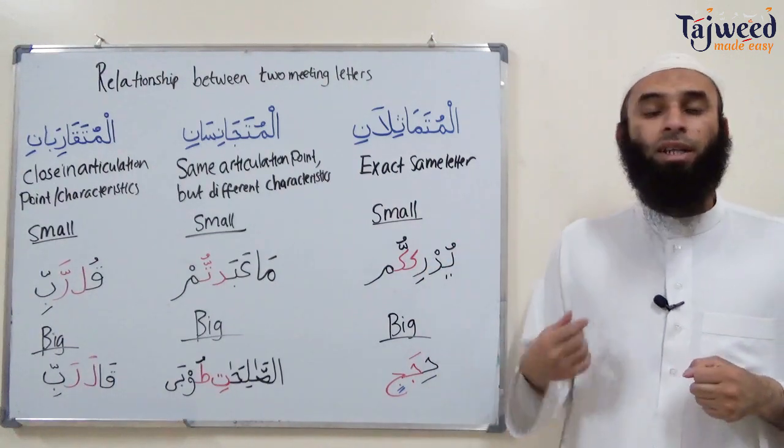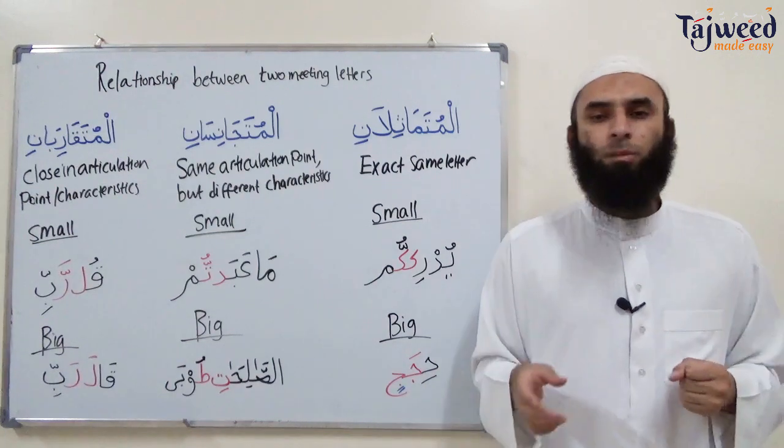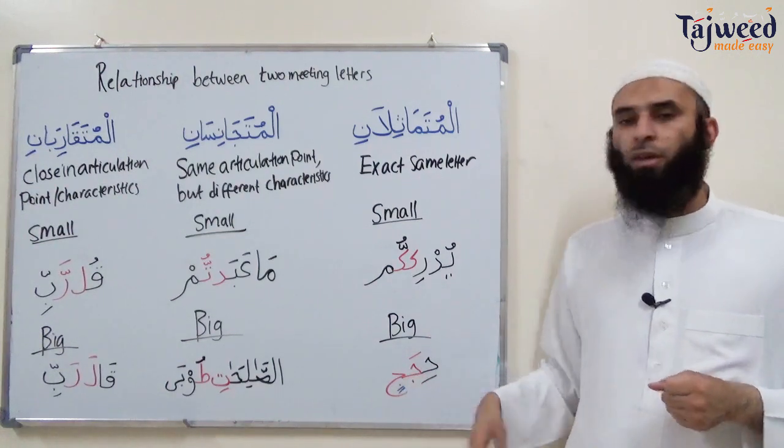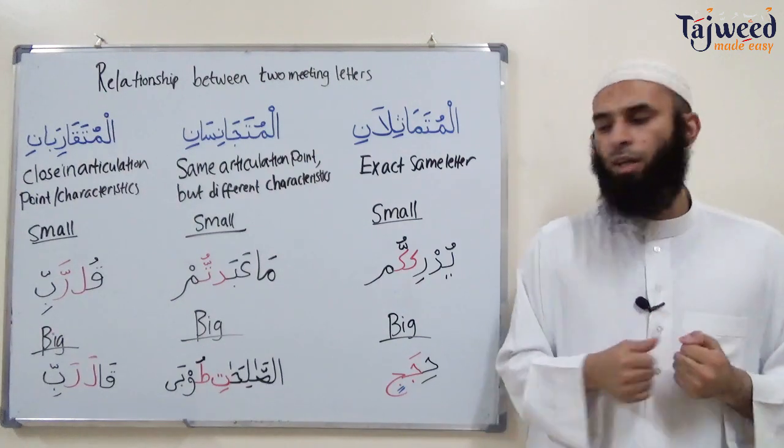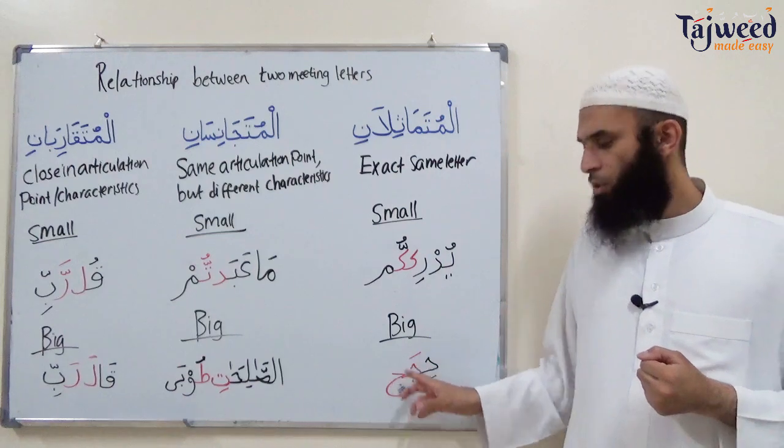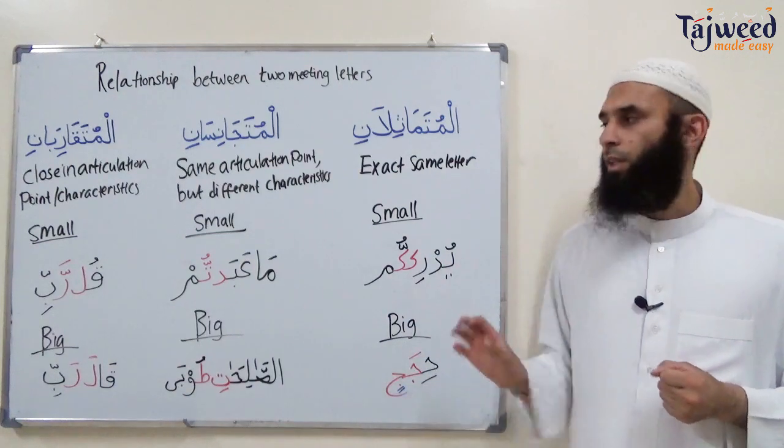Then we have al-kabir, which means big. Al-kabir just means the two letters which are next to each other, both of them have a haraka, fatha, kasra, dhamma, or fathatan, kasratan, dhammatan. So how do we pronounce letters like jim and jim when they're next to each other and both of them have a fatha, kasra, dhamma?